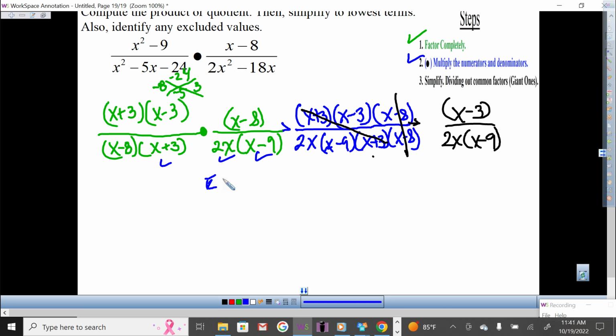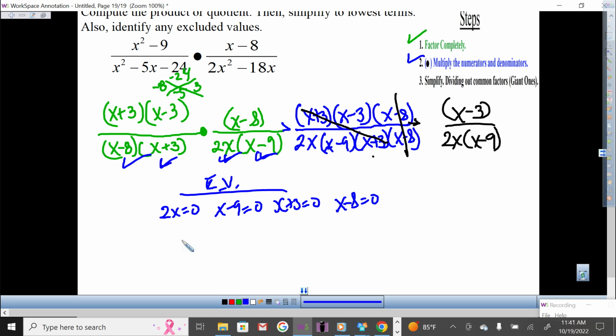Excluded values. All right, what do I write? Briseida, go. 2x equals 0, which is this one, okay? X minus 9 equals 0, which is this one. X plus 3 equals 0, which is this one. X minus 8 equals 0, which is this one. Yes. So this is 0, this is 9, this is negative 3, and this is 8.